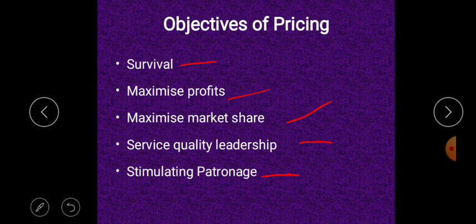Patronage means loyal customers, getting loyal customers for a lifetime. That is, they come to you for a lifetime, maybe sometimes even generations together. They come for service or purchasing of a product from you or your company. So you want to generate such kind of patronage. So this might be one of the objectives. So these are some of the objectives of pricing.